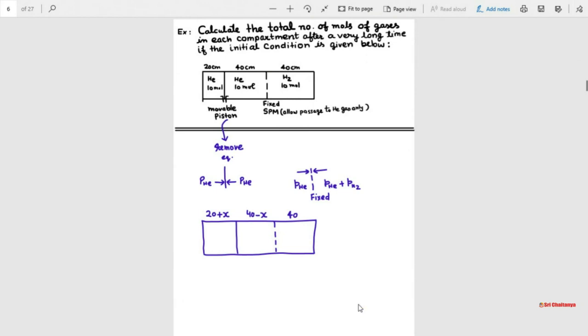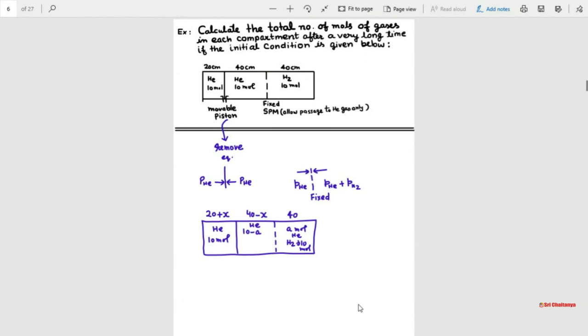And there is no change in the number of moles of helium gas because the piston will not allow the movement of gas, so it will remain 10 moles only. Here, since helium gas can move, suppose A moles of helium is moving. So what is the remaining moles of helium? 10 minus A. This is the number of moles of helium. And hydrogen is not moving to the left hand side. And for hydrogen, the number of moles will remain the same, 10 moles. Right? So this is the thing which is going to happen now.